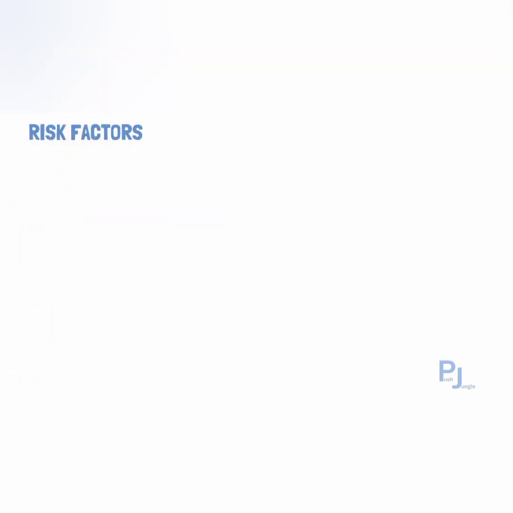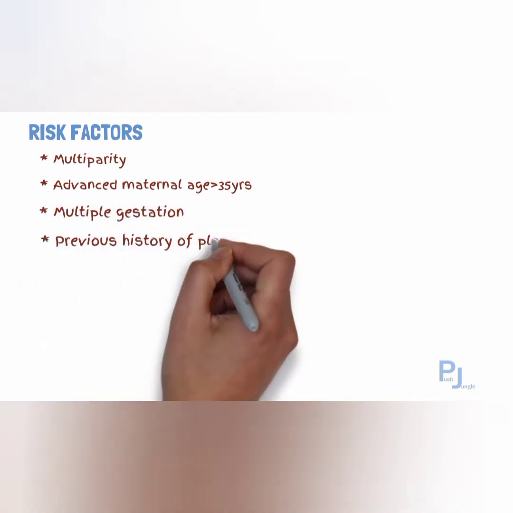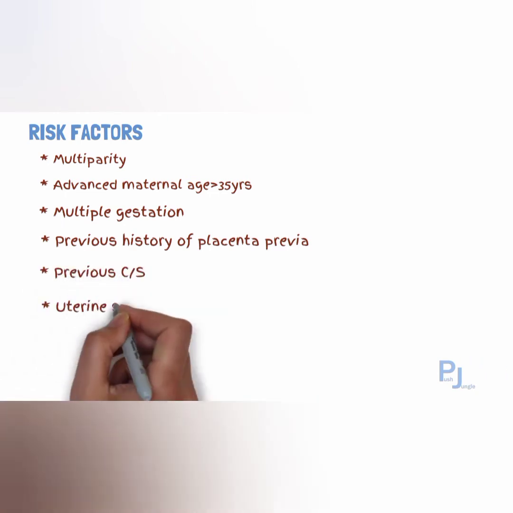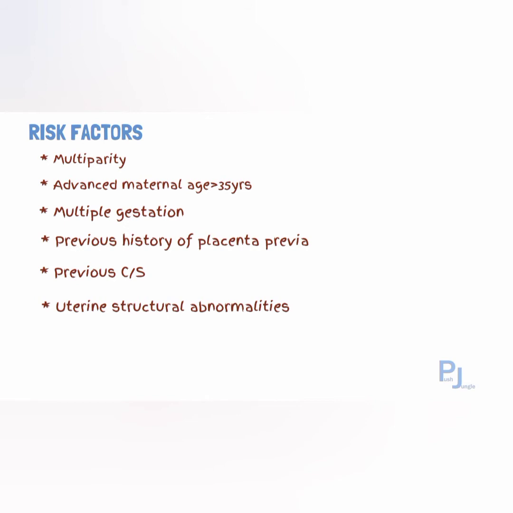The risk factors for placenta previa. The cause of placenta previa is not known, but it is associated with some risk factors. The risk factors include the following: multiparity, advanced maternal age, usually age greater than 35 years, multiple gestation, previous history of placenta previa, previous cesarean section, uterine structural abnormalities such as bicornuate uterus, smoking, and also diabetes mellitus have all been associated with high incidence of placenta previa.